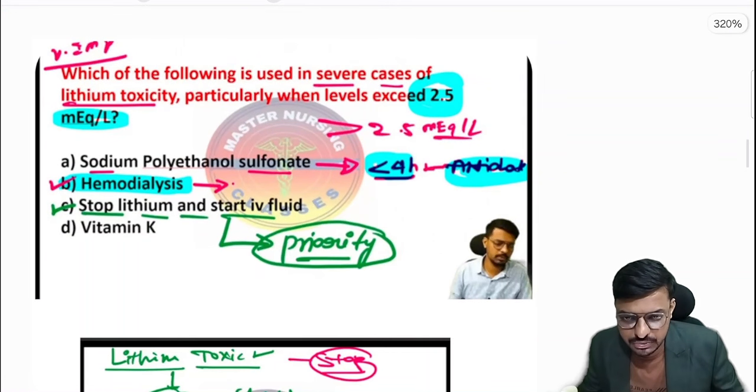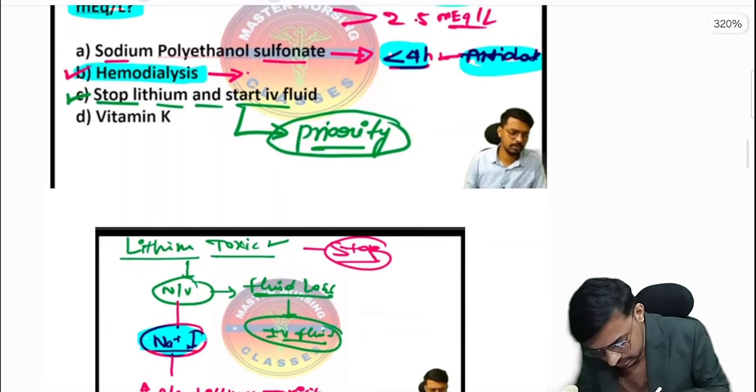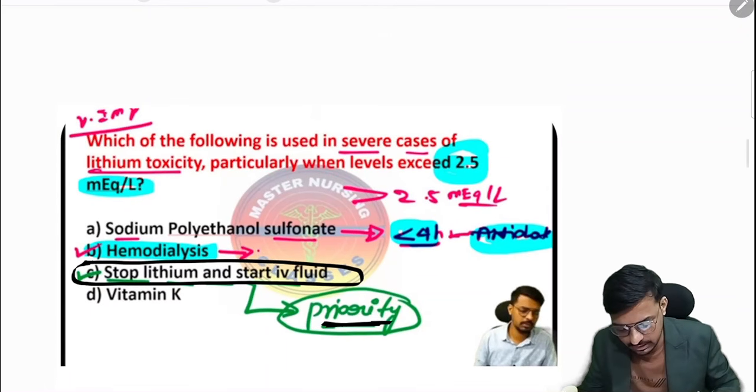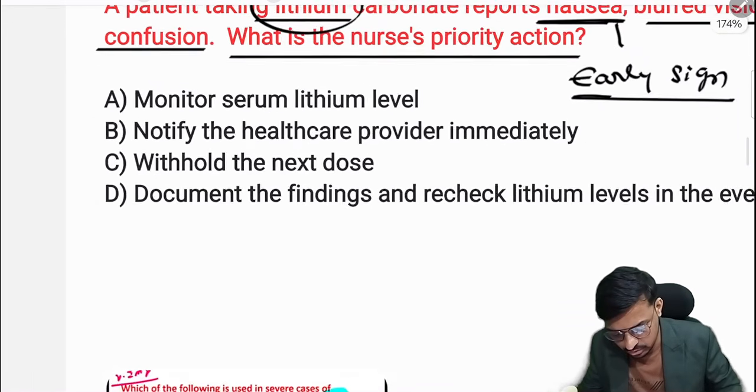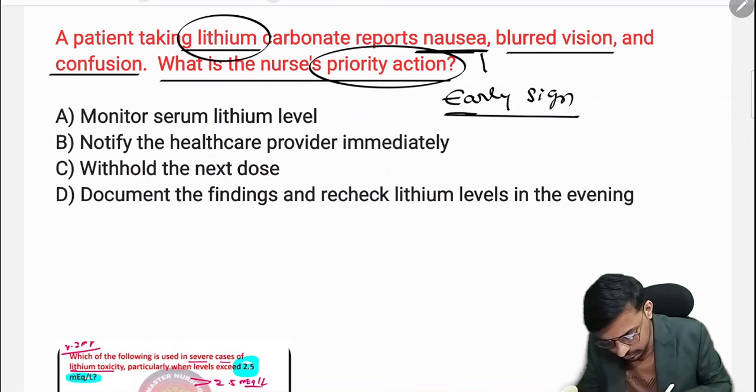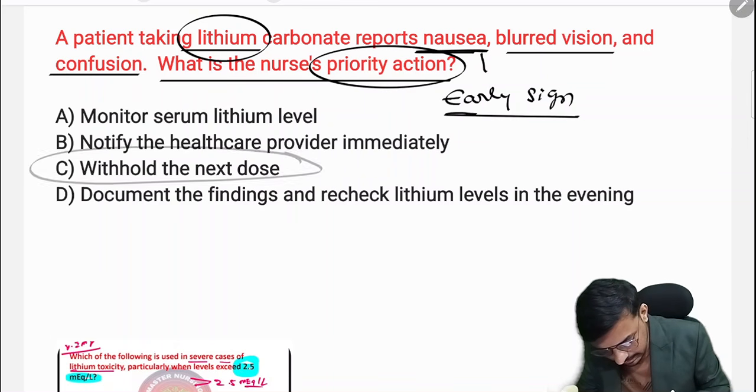Which of the following is used by the nurse as a case of lithium toxicity? In the options I told, stop the lithium and start the IV fluid always goes to the priority answer. In our prelims exam also, the question was asked as the priority action. So this answer is very important. Withhold the next dose is the correct answer.